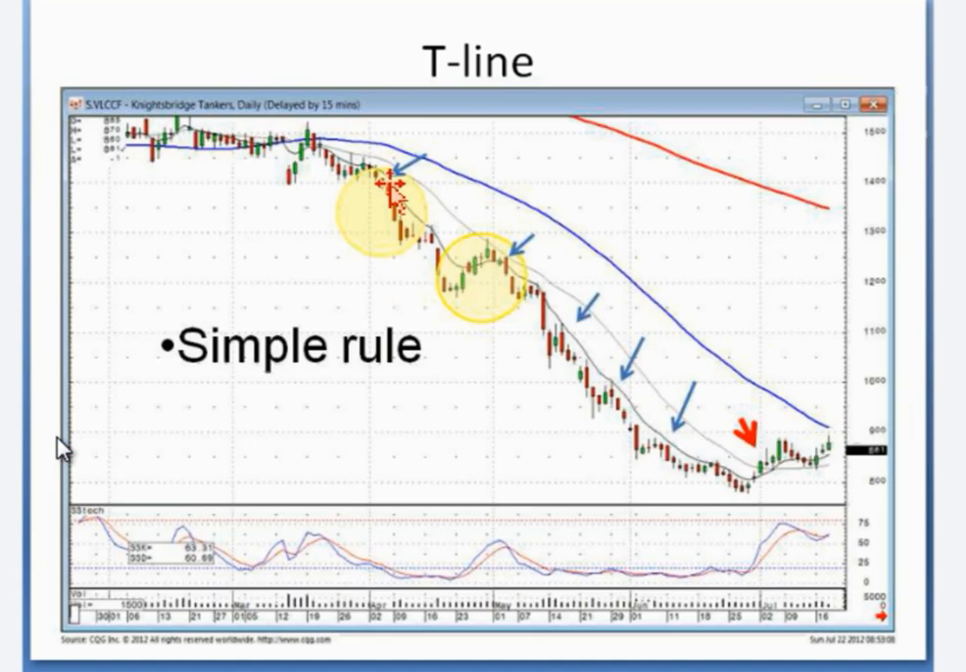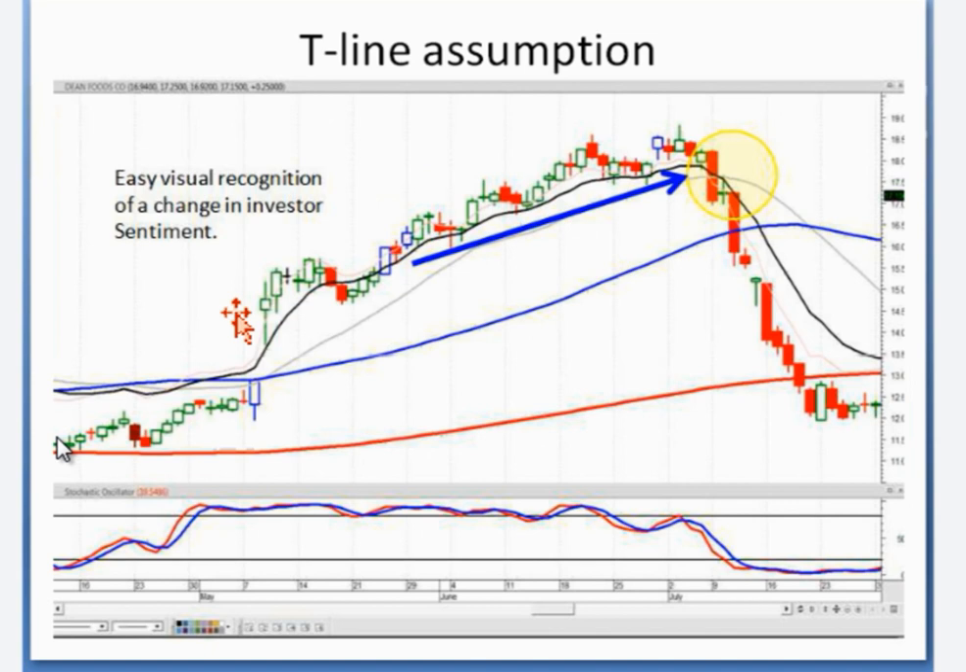Same scenario on the downside. As soon as you're below the T-line, you can just stay short until you see that candlestick buy signal and a close above the T-line. So that makes sleeping at night much easier. If you're in a trend, you're seeing potential sell signals.